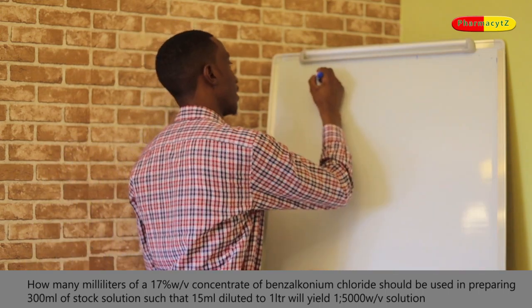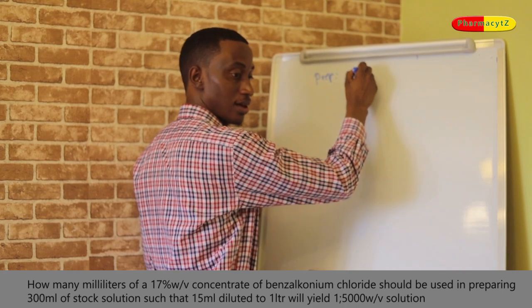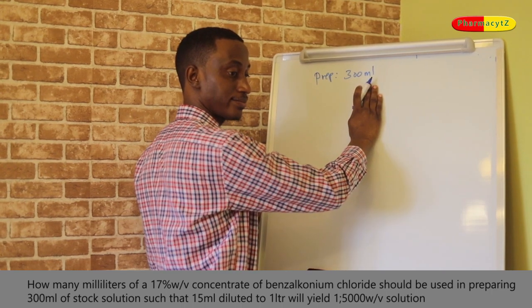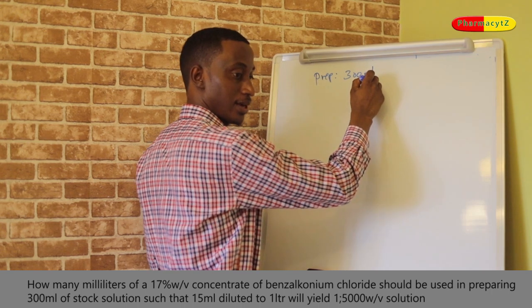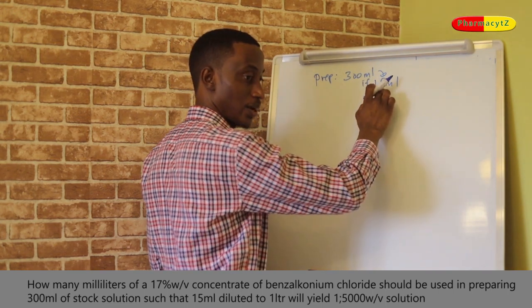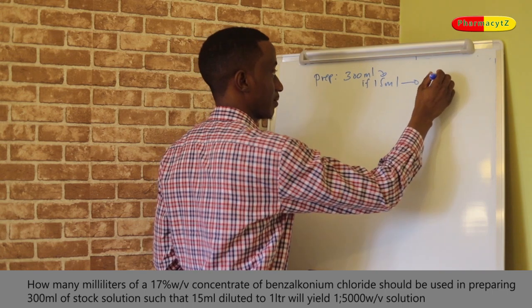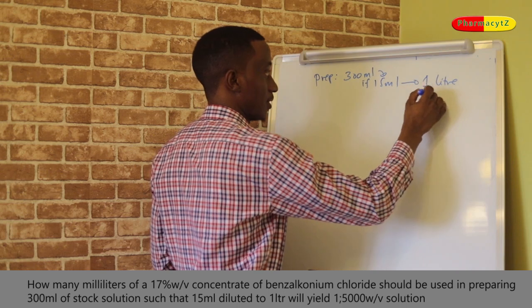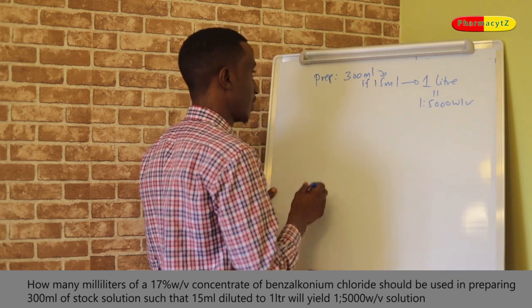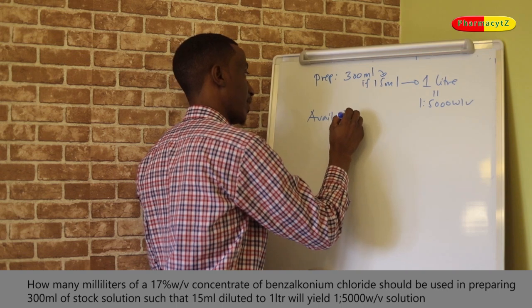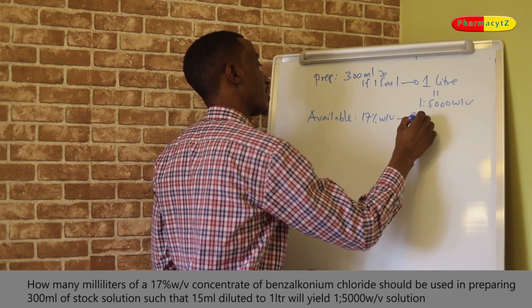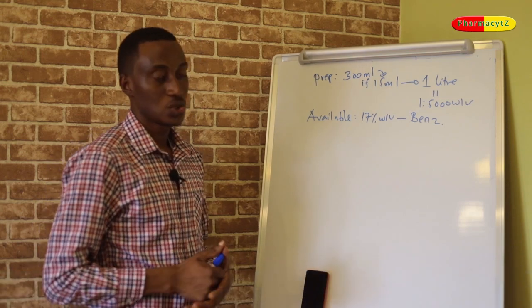So what are we preparing here? The preparation is a 300 ml stock of benzalkonium chloride, such that when we draw 15 ml from here and dilute it to 1 liter, this should give us a 1:5,000 weight in volume. Available in stock is a 17% weight in volume stock of benzalkonium chloride. This question is so simple.